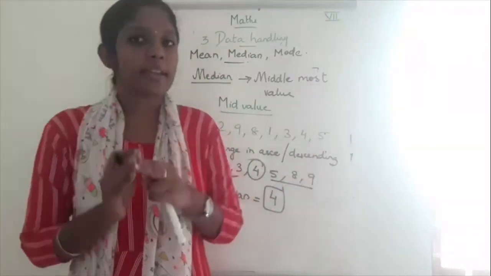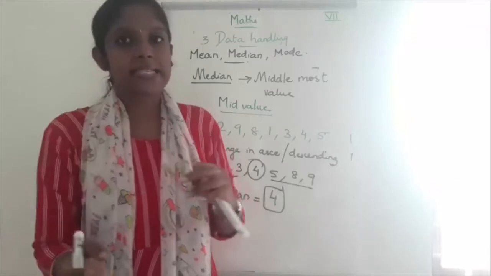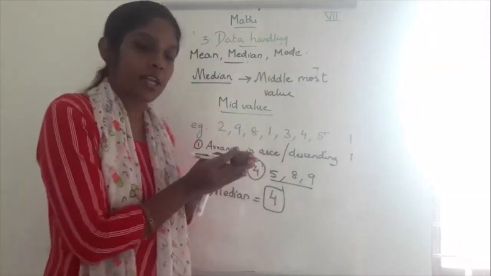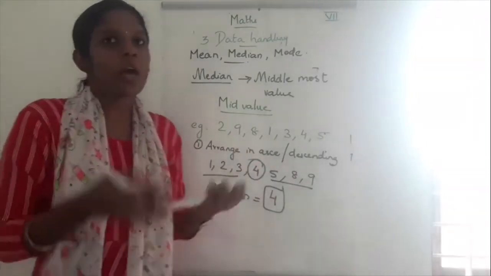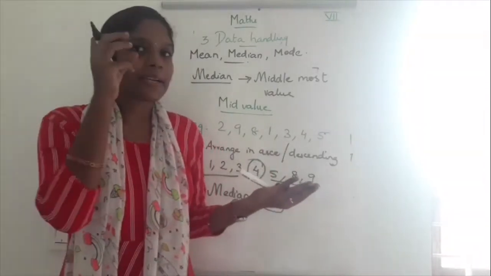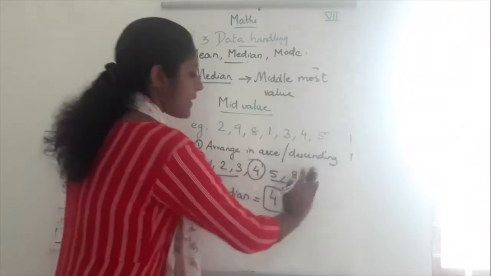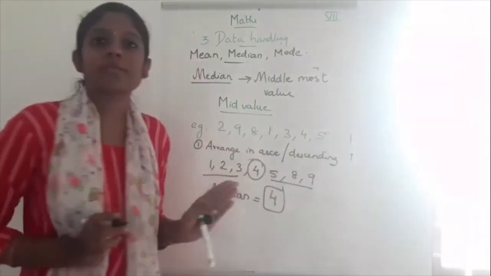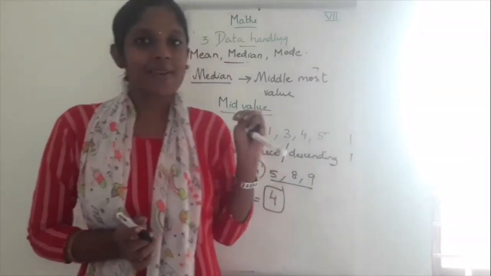You have to arrange it in ascending order or descending order. Then you have to find the middlemost value. You know how to find the middlemost value. Finding the middle number is easy. It should divide exactly, with the same number of values on both sides. 3 and 3 came, so the middlemost value is 4. So this is very easy for you.